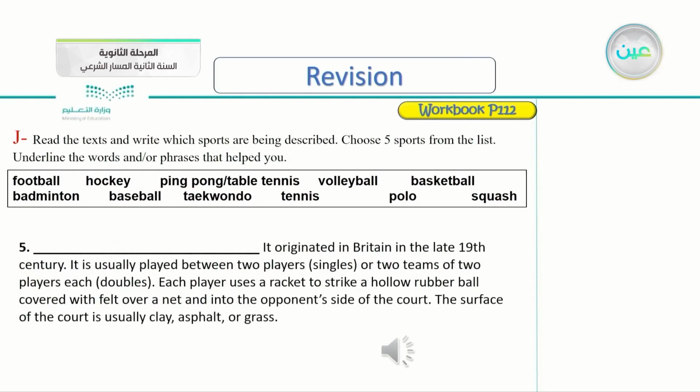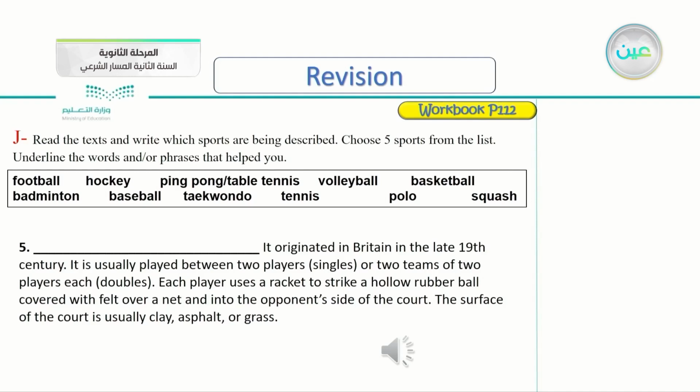Number 5 here, let's listen. 5. It originated in Britain in the late 19th century. It is usually played between 2 players, singles, or 2 teams of 2 players each, doubles. Each player uses a racket to strike a hollow rubber ball covered with felt over a net and into the opponent's side of the court. The surface of the court is usually clay, asphalt, or grass.